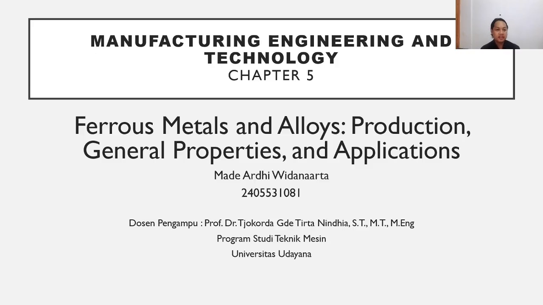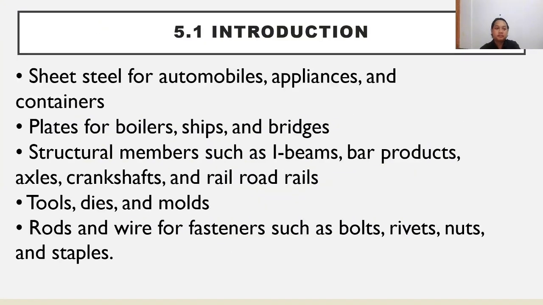And in this video, I will explain about ferrous metals and alloys, production, general properties, and application. In this video, I will explain about sheet steel for automobiles, cans and containers, plates for boilers, ships and bridges, structural members such as I-beams, bar products, axles, crankshafts, and railroad rails, tools, dies and molds, rods and wire for fasteners such as bolts, rivets, nuts, and staples.